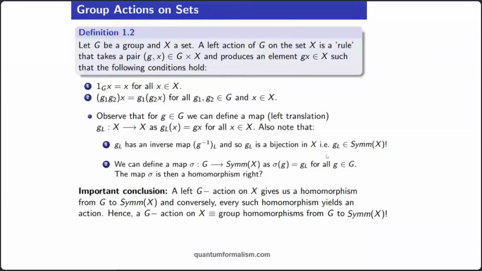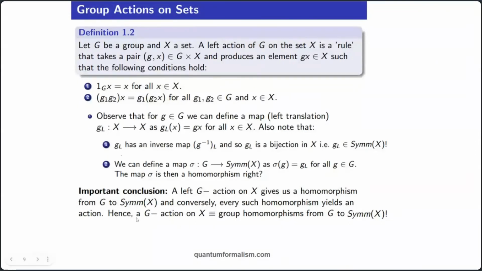So this is very, very interesting, because what this is telling us is we can define a map from the actual group to this by using the action. And this is a homomorphism. So the conclusion is essentially this: a left action of G on X will give us a homomorphism from G to the symmetric group of X, and likewise these homomorphisms will yield actions of G on X.